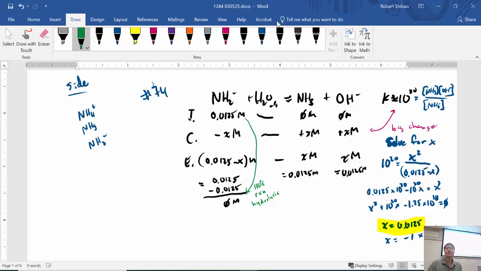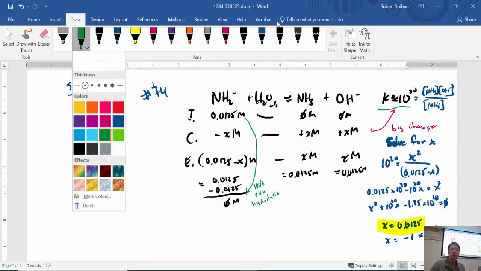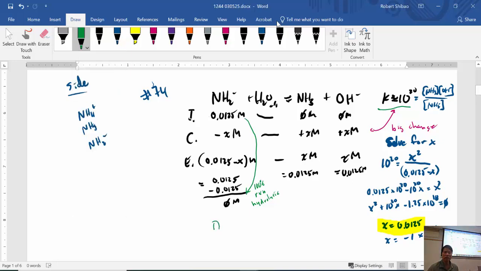However, if that's the case, what are we doing with this 10 to the 20th? And so one of the common things we do in ICE calculations is we double check our calculation. And so the way we double check our calculation is like this. We double check our calc.